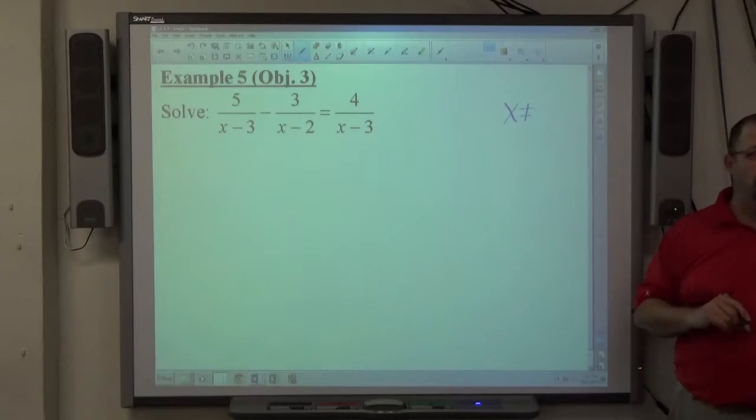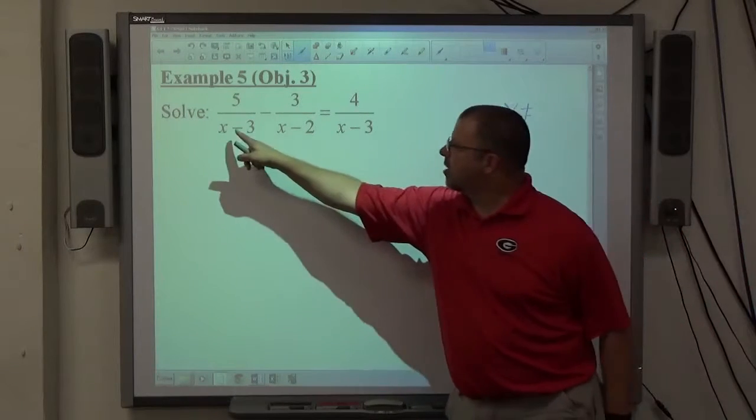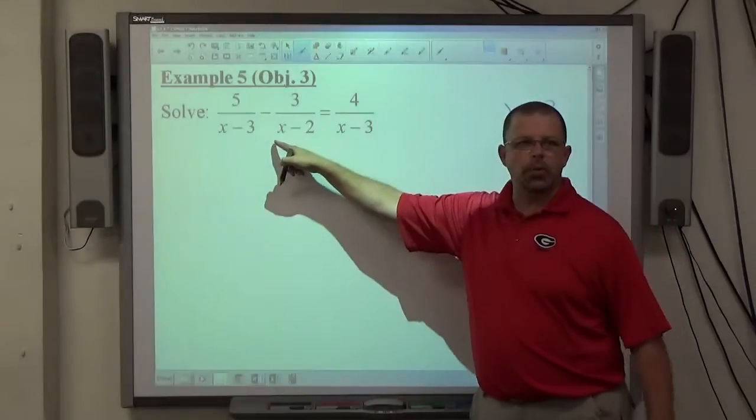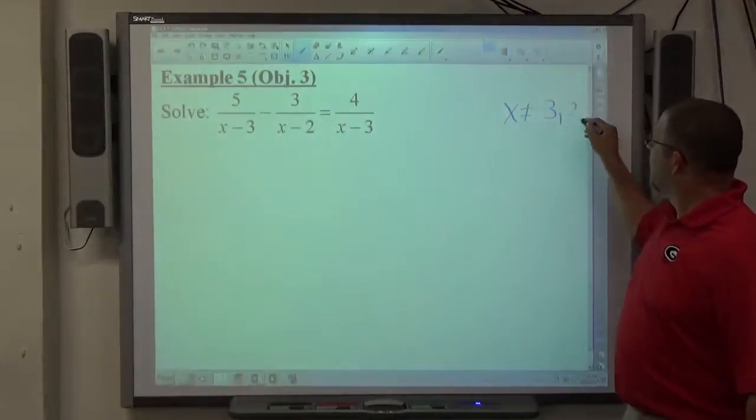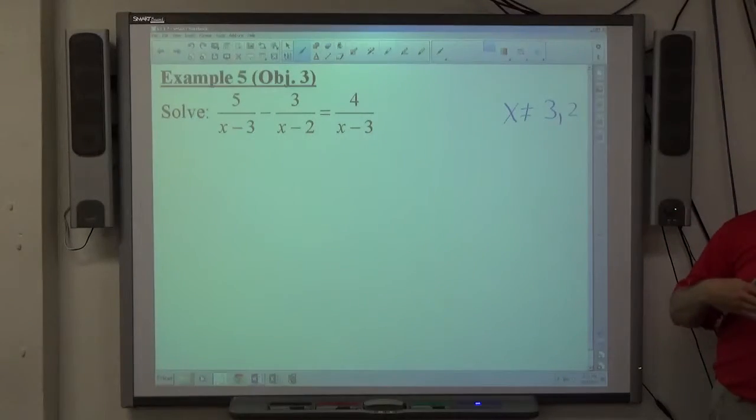What is x not allowed to equal? It's very easy to find out. Anything that makes the bottom equal to 0 is a bad answer. So looking at this, what makes x minus 3 equal 0? 3. What makes x minus 2 equal 0? 2. And this x minus 3 also 3, right? So if x equals either 3 or 2, we're going to be looking at an undefined equation.